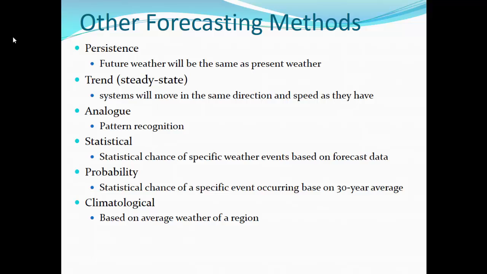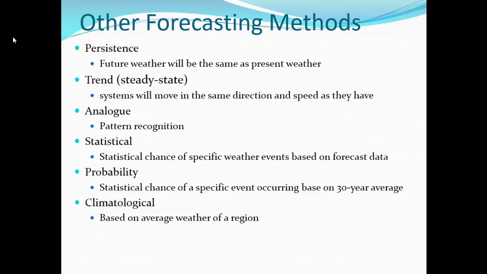So taking in forecast data, you give a specific chance of a weather event occurring, whereas a probability forecast is more of a statistical chance of a specific weather event occurring based on 30-year averages. So one uses historical averages to determine whether there'll be showers and thunderstorms tomorrow, and the other uses current weather conditions. A statistical forecast uses the current weather conditions to determine what the probability of a specific forecast event will be for the next day or the next week.